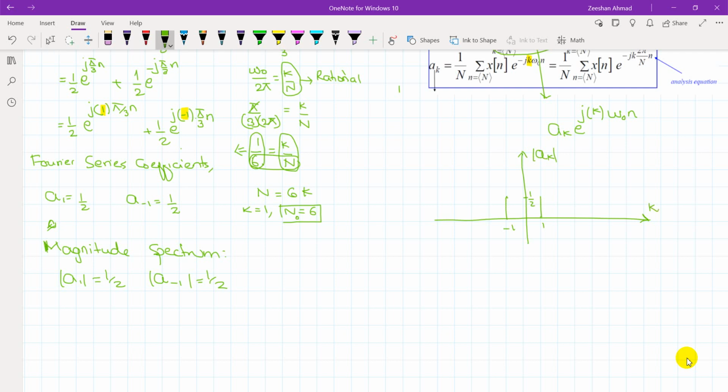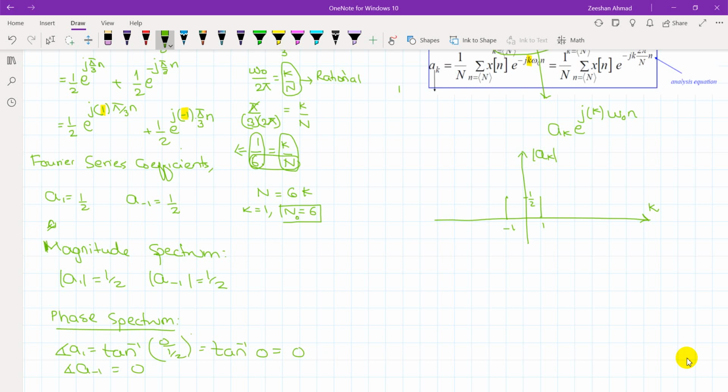Okay, similarly we can have the phase here. For the phase spectrum, basically we will find the phase here. So the phase of a of 1 will be equal to tan inverse of imaginary 0 divided by half, which will give me tan inverse 0. Tan inverse of 0 is 0 here. Similarly, the angle of a of minus 1 will be 0 here.